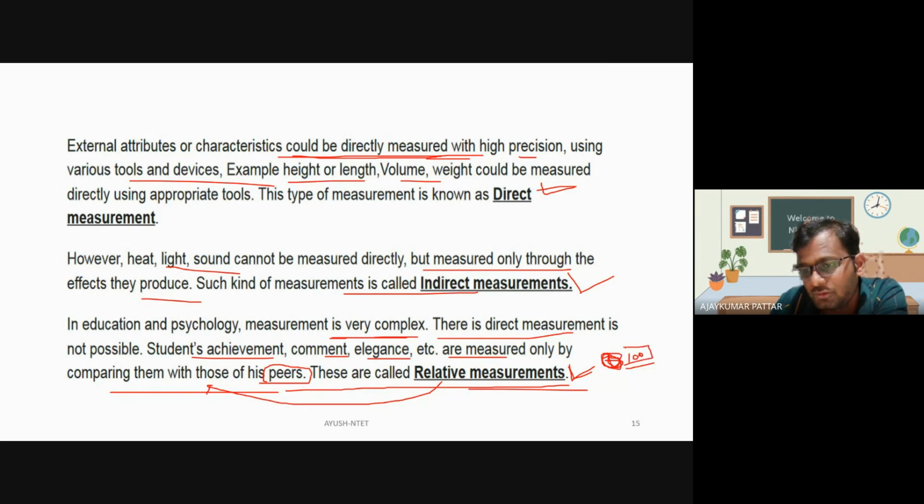To compare, some other students must be there. Someone can score 99. Then only we can compare that 99 is less than 100. And 70 is less than 99. Like that, some things we will measure with relative measurements. That is the concept of relative measurements. So student behavior, achievements. This student has attended 3 seminars, the other student has not. Like that, relative measurement will be there in education and psychology.